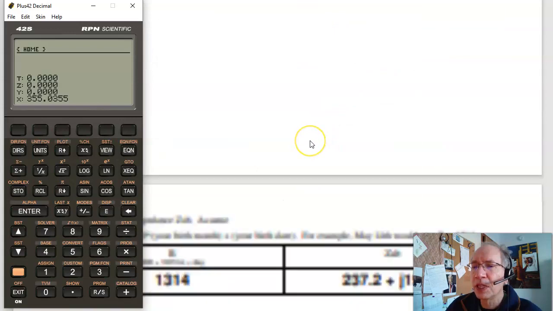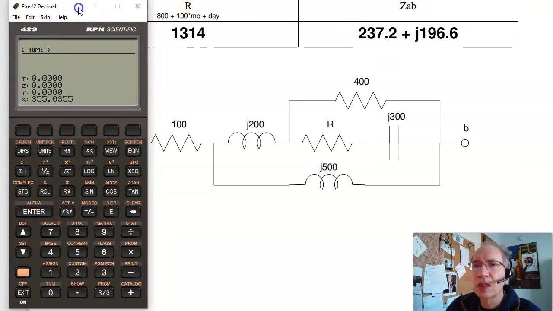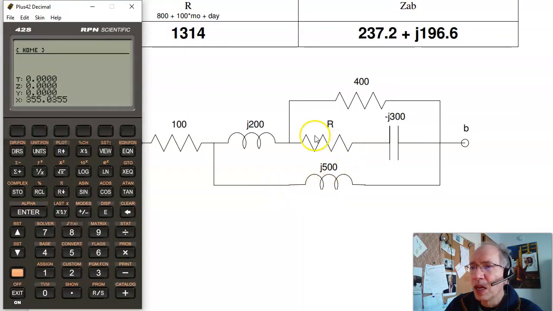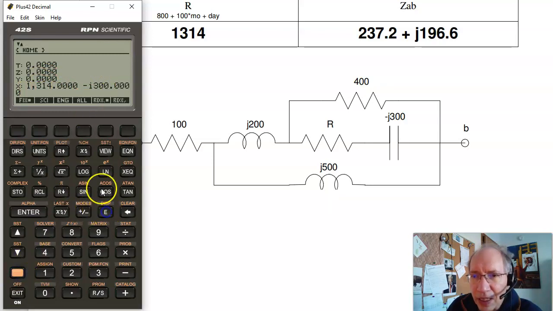Now where the HPs really shine is with complex numbers. For example, with this one. Slide this over. If I have R is 1314, to input a complex number on the HPs, at least the HP 42, I do 1314, enter, negative 300, complex. So there's 1314 minus J300. And let's do display, fix 03.